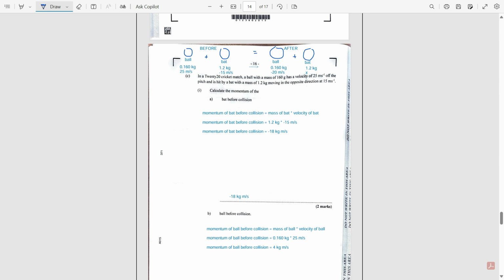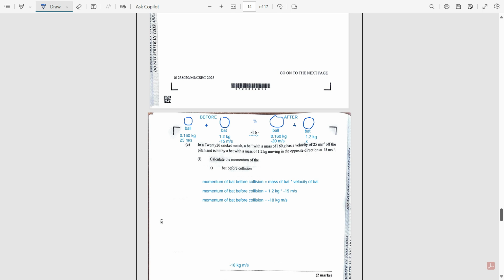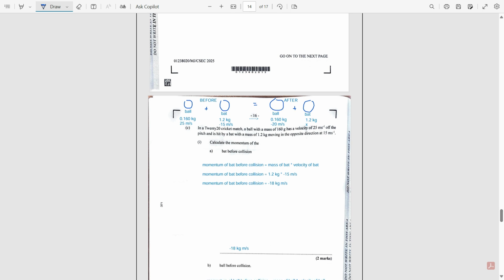And then they said that after, did they say after here? No. So I drew this after I read the whole question. So if you go down further, they would tell you that after contact between the ball and the bat, the ball moves in the opposite direction at 20 meters per second, assuming the collision is completely elastic, right? So we have the ball moving in the opposite direction at 20 meters per second. So it tells us what is happening. So I drew it out. The ball, the same mass, and the same is going in the opposite direction.